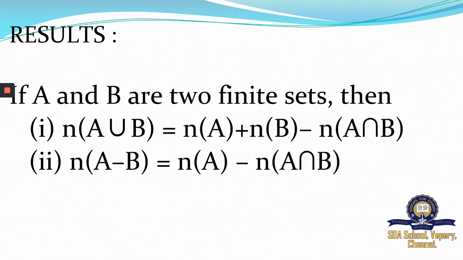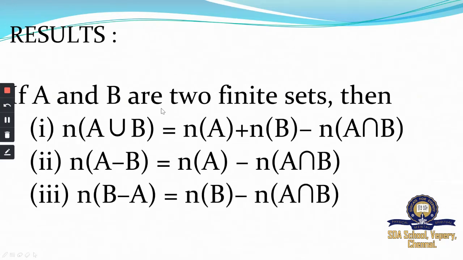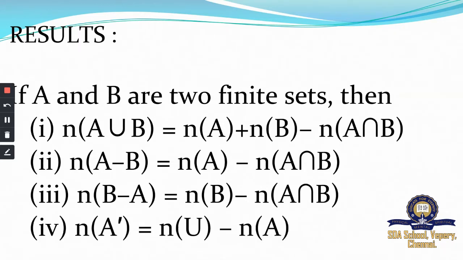Another result says n(A − B) = n(A) − n(A ∩ B). We have the next result, n(B − A) = n(B) − n(A ∩ B). Next, we have n(A complement) = n(U) − n(A).